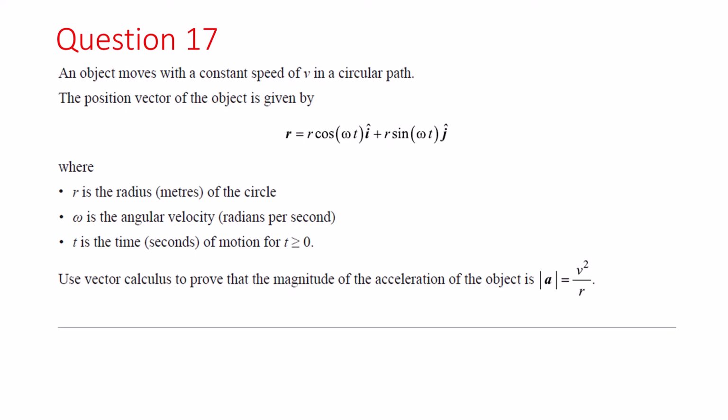Now take that r omega squared and rewrite it as r squared omega squared on r, and you know that v squared is r squared omega squared, so therefore the magnitude of a is equal to v squared on r, and that's how you prove the result there in question 17.